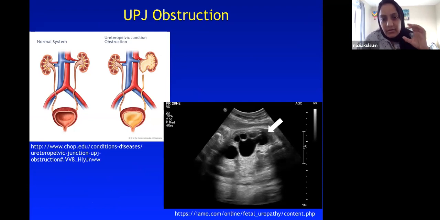And then on the side, you can see a circular finding that's basically the ureter that's dilated. And if you do a bladder scan in this patient, then the ureter will not be dilated in that situation. And the reason why it is important is that's the only way you can differentiate this versus a megaureter.